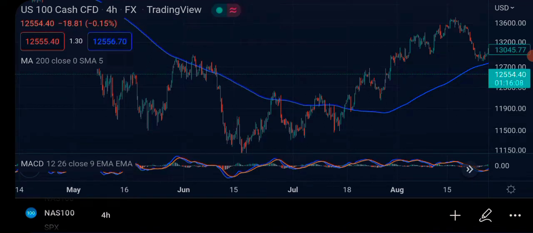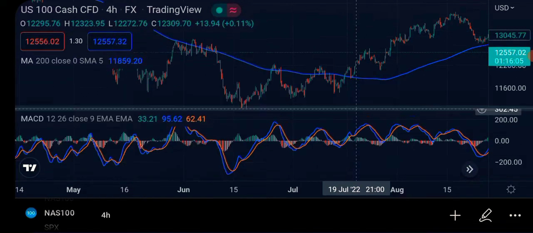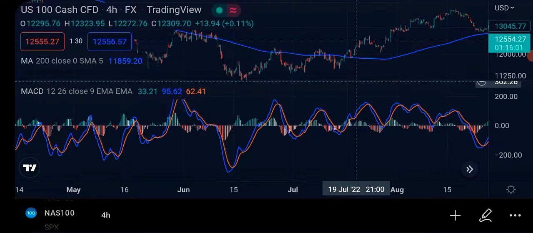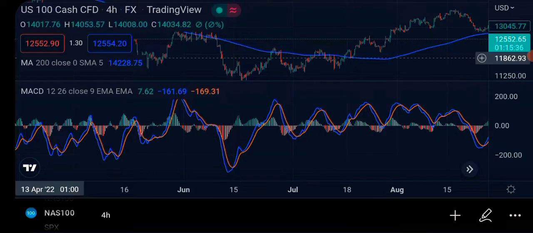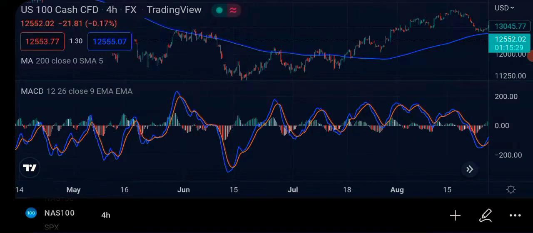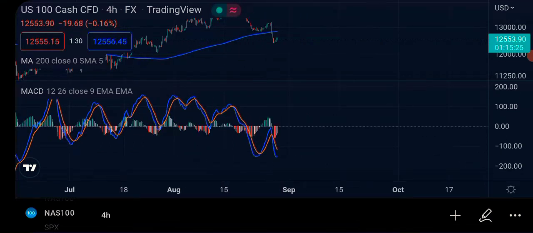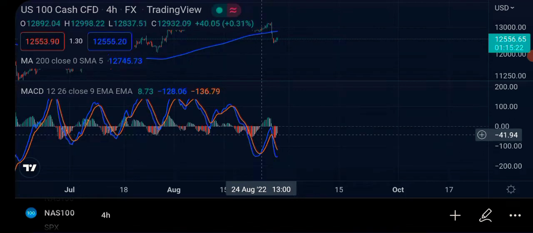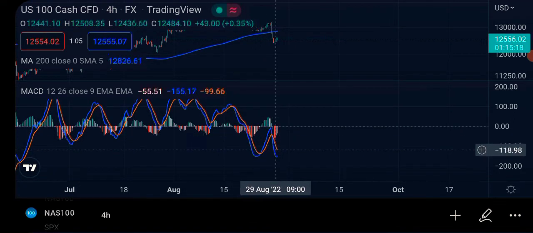So now back to the MACD. After saying this, we can't only use this to determine price movement, because you can't only rely on the MACD, saying that since it has crossed here, there's going to be a downtrend.